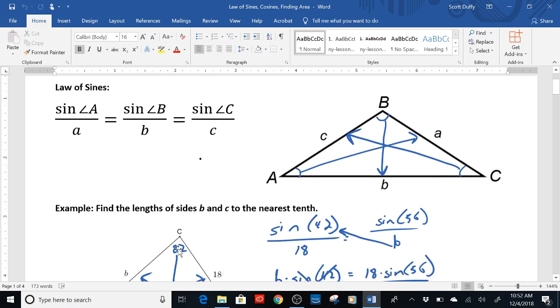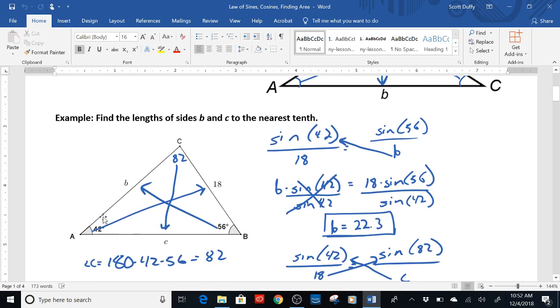So what you need to do is, if you have two angles that you know inside a triangle, obviously just go ahead and find the third one. Okay, now we know this angle and its opposite side, so we can set the sine of 42 divided by 18 equal to the sine of any other angle divided by its opposite side. What I did is I took the sine of 56 divided by b, its opposite side, and set it equal to that.